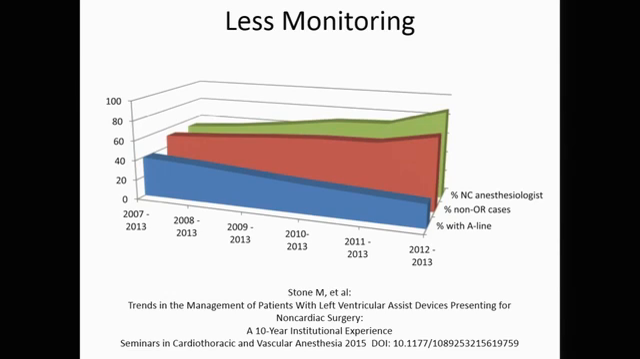The vast majority of these cases are done outside the operating room. They're in the endoscopy suites, which is why there are 60–70% of them. And the vast majority of those cases are done by non-cardiac anesthesiologists, people like you and me.